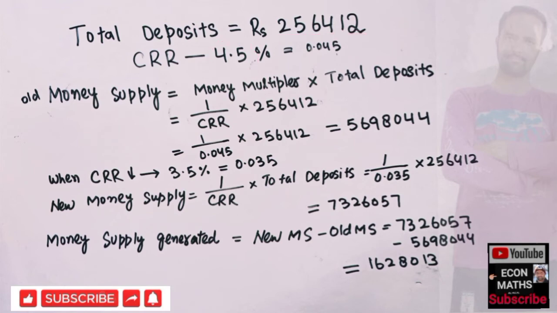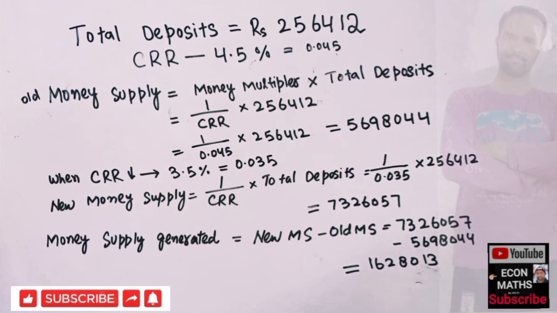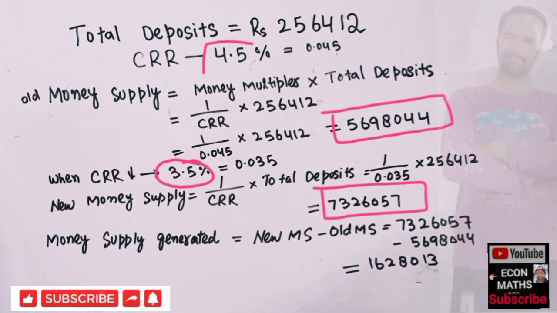Okay, now RBI has reduced the CRR to 3.5%, which can be written as 0.035. Then new money supply will be equal to money multiplier times the total deposits. Money multiplier is simply 1 upon CRR, that means 1 upon 0.035 times the total deposits. So when we multiply this money multiplier with total deposits, we get a figure of 73 lakh 26,057. Okay, so this is the new money supply when CRR was 3.5%. This is the old money supply when CRR was 4.5%.